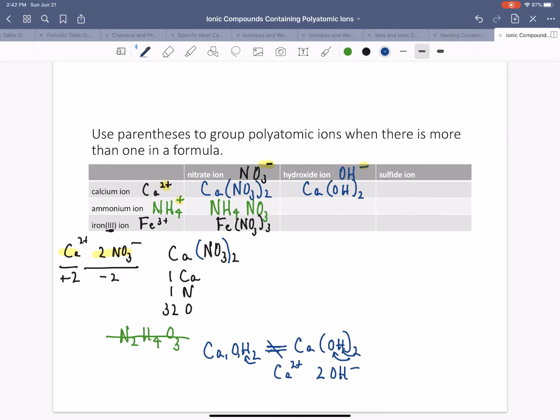Okay, ammonium ion has a +1 charge. Hydroxide has a -1 charge, so we put them together in a 1-to-1 ratio. Ammonium, but hide the +1, hydroxide, and hide the -1. Ammonium hydroxide. Okay, iron 3 hydroxide, we're going to need 3 -1 charged chunks to balance that +3 charge.